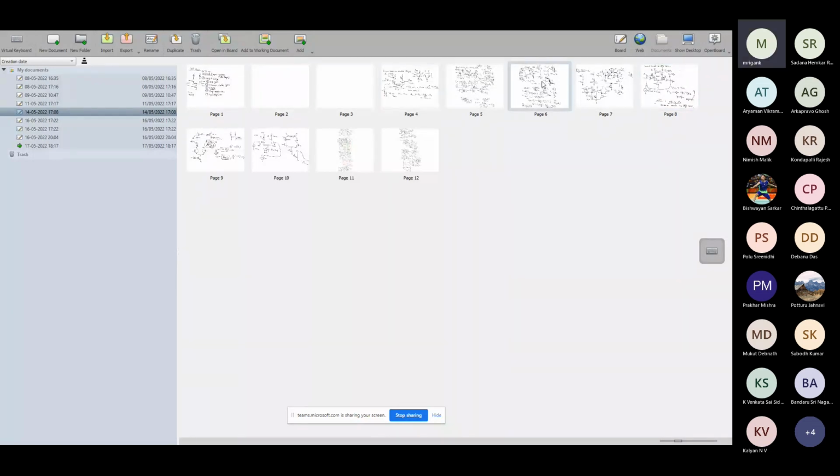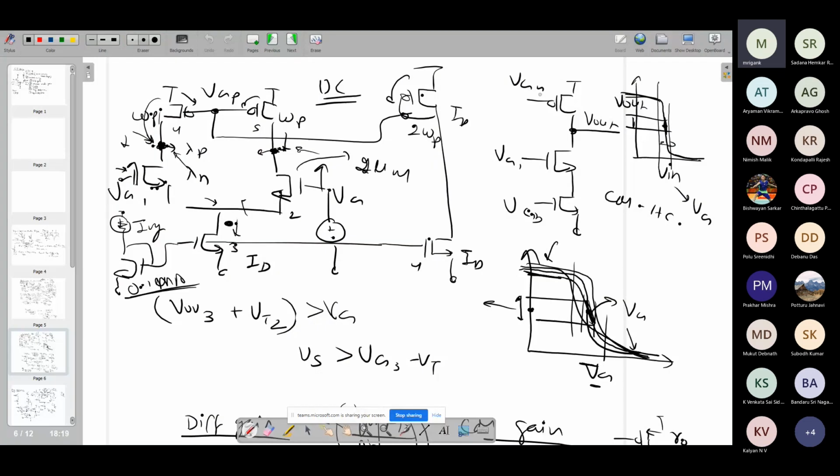Fully differential amplifier. On clicking, why is it not opening? This is strange. It's open, right? God knows. Yes. Any question on what is going on? I'm clicking and the page is not opening. Let me use the mouse. Okay, the mouse works, but the pen doesn't work.